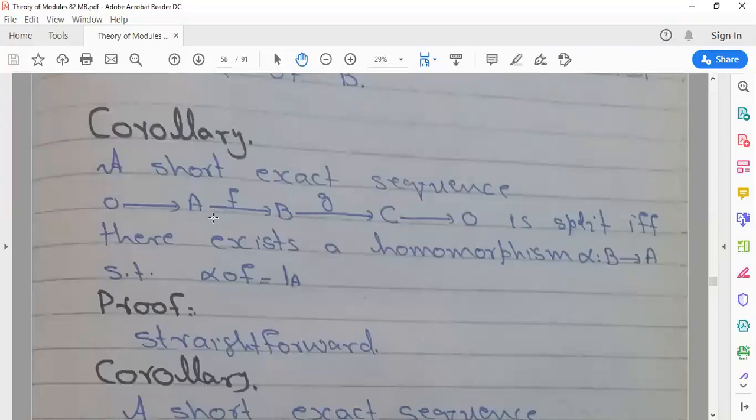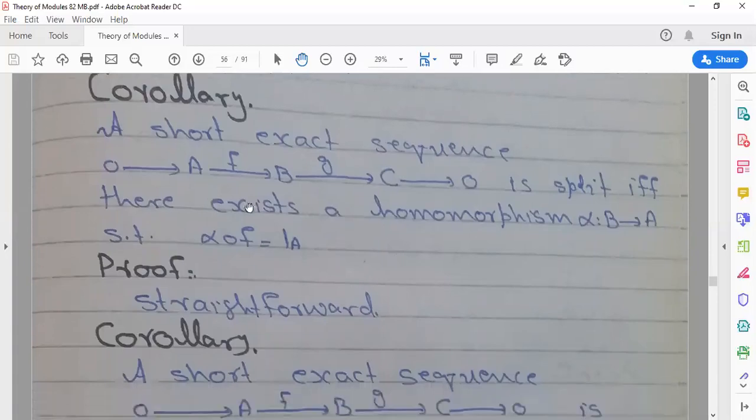For homomorphism, I have revised the definition of homomorphism. Basically, we are taking two modules, M and N. A function f from M to N is said to be a homomorphism if it satisfies the following conditions. Number one, we take two elements m1, m2 belonging to M such that f of m1 plus m2 is equal to f of m1 plus f of m2. Condition number two, we take one element r from the ring R and m belonging to M, then f of rm is equal to r f of m. So this is the definition of homomorphism.